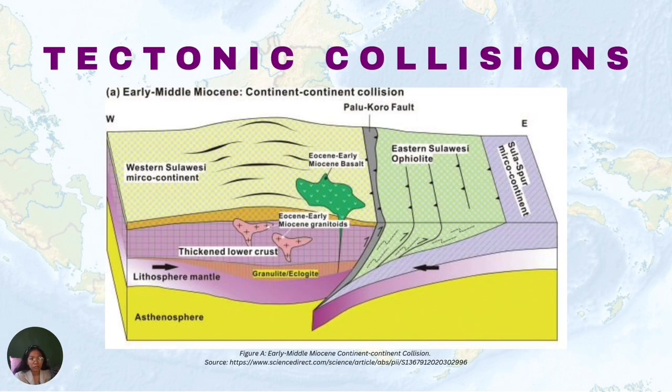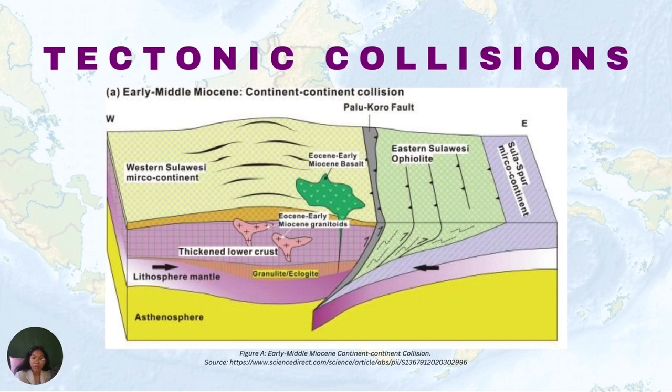Now let's move on to the next. This image illustrates an early Miocene continental collision, specifically between the western Sulawesi and Sula Spur continents or microcontinents. As these continental fragments converge, intense compression occurred. The collision zone experienced significant crustal shortening, uplift, and deformation. This event marked a turning point in the geological history of Sulawesi, initiating major structural reconfigurations.